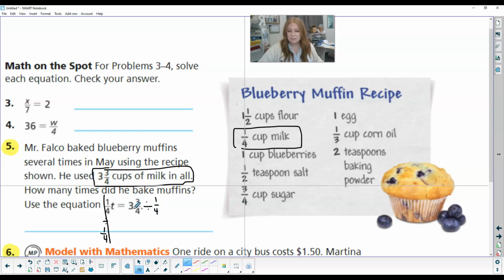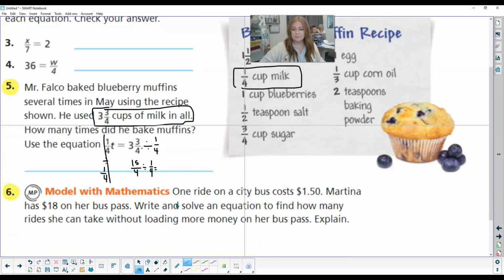So I need to make this improper. 4 times 3 is 12, plus 3 more is 15 over 4. And we are dividing that by 1 over 4. And these are friendly numbers. I can do 15 divided by 1 and 4 divided by 4 and get myself an answer to how many times he made blueberry muffins.